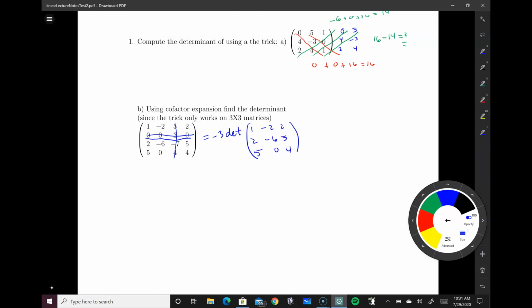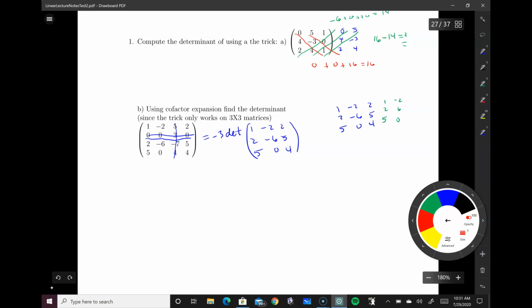Okay, so now you could choose to do the trick with this, or you could choose to expand. It's up to you, which you prefer. So since we know the trick, let's just go practice it. So to find the determinant of this, I'm just going to write it down over here. So 1, -2, 2, 2, -6, 5, 5, 0, 4. Again, we're going to write down, I'm just going to put them in a different color here. 1, 2, 5, -2, 6, 0.